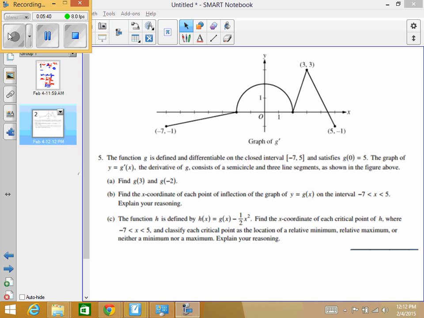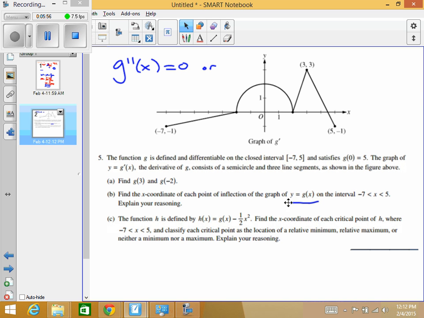Part B is worth 2 points. It's asking us to find the x-coordinate of the point of inflection of g, not g prime, g. If we want a point of inflection for g, we want to look for places where g prime of x is equal to 0 or undefined, does not exist. So we have to analyze how that's going to play with the graph of g prime.